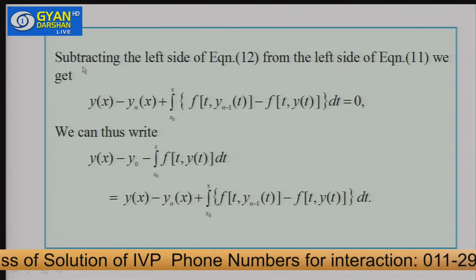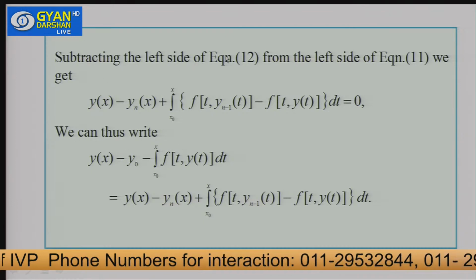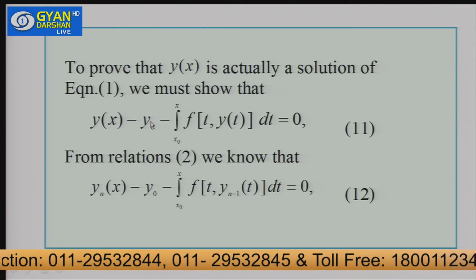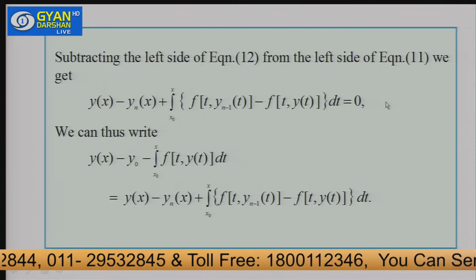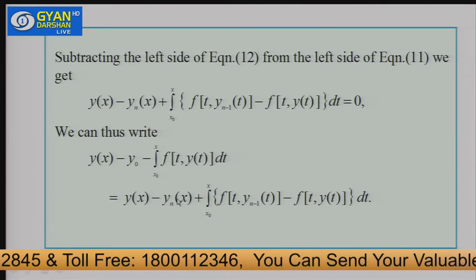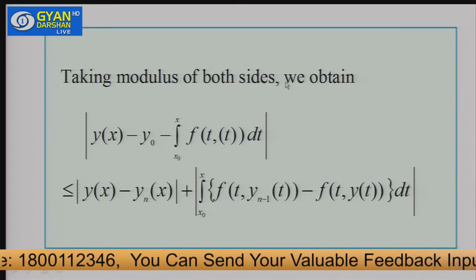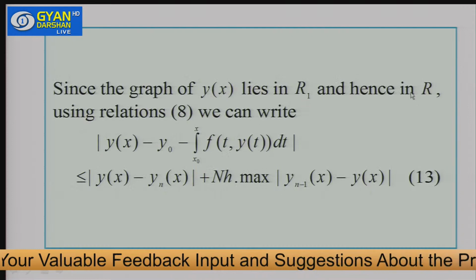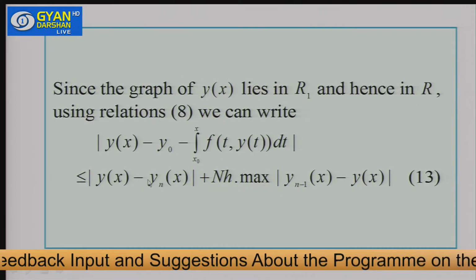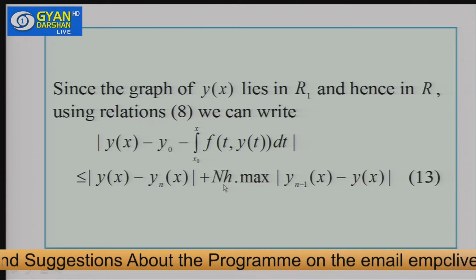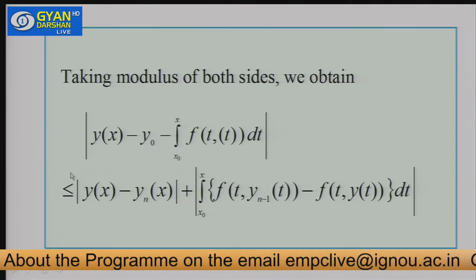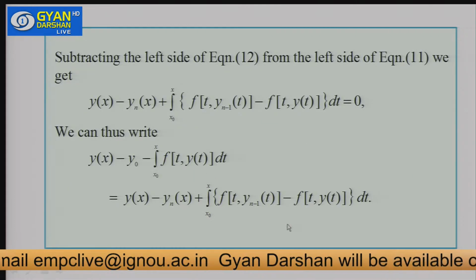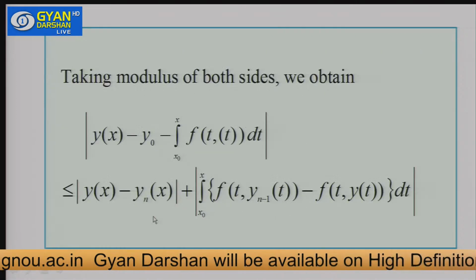If you see, we are just subtracting the left hand side. They have subtracted the left hand side of 12 from 11, and they have got this. Then they will take the limit. By taking the modulus on both sides, we obtain this. Since the graph of y lies in R1, using the relation, we must have this. This is a simple calculation after subtraction. They have taken the modulus, and after subtraction they have taken modulus.